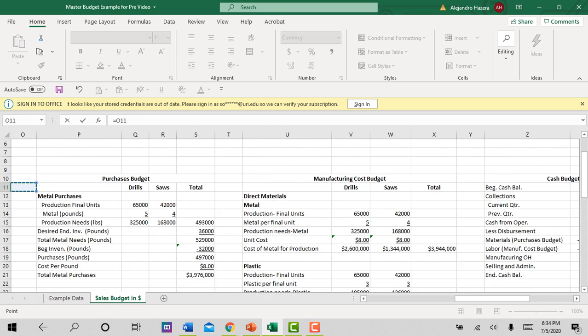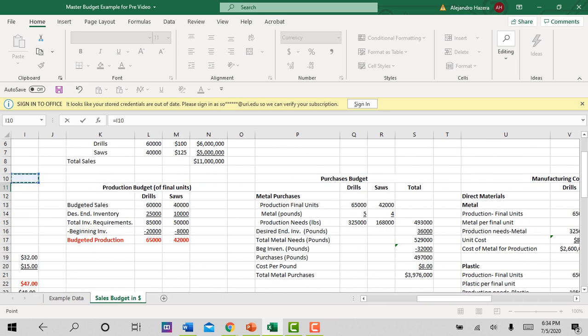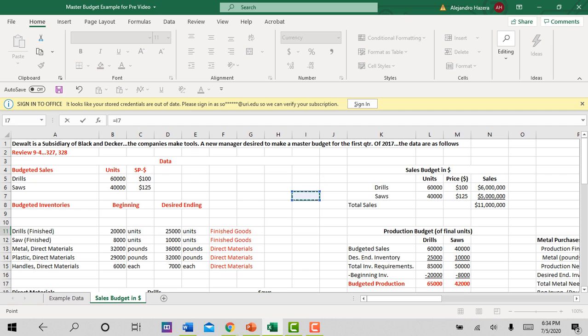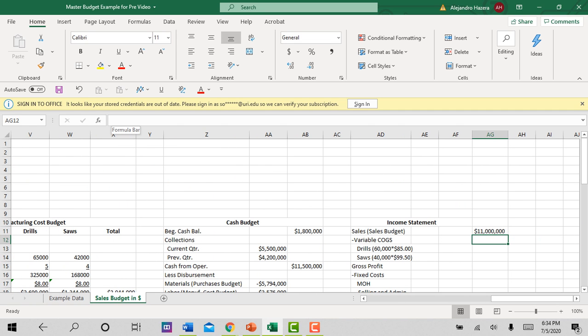Our sales here comes from the sales budget, which we made in the first video. So our sales budget is $11 million in sales. Our cost of goods sold is going to be, and I put the variable cost of goods sold. This is the variable cost, direct materials, direct labor, and variable manufacturing overhead that go into both drills and saws, and I'll show you where I get them.